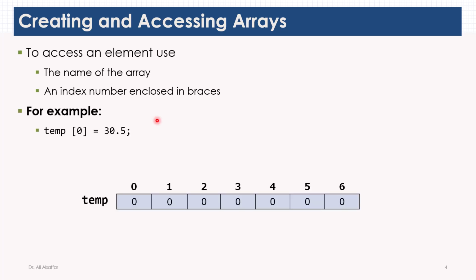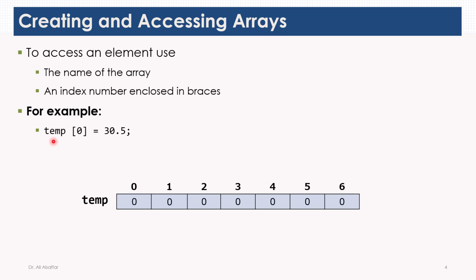As an example, after declaring the array with 7 double variables, the system will initialize all these variables to 0. Now, in this syntax, we are writing the name of the array followed by an index enclosed between square brackets.